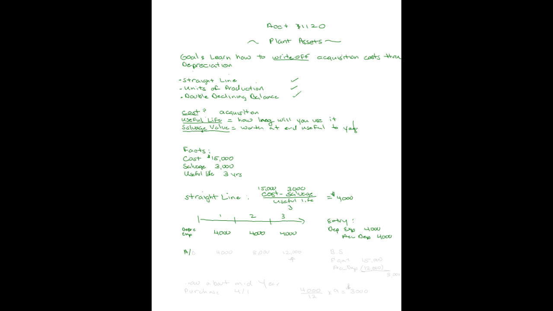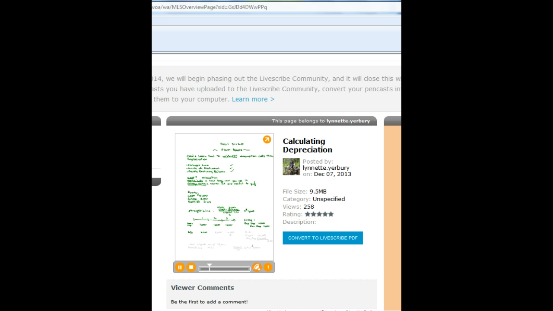And accumulated depreciation at the end of the first year would be $4,000, but it's a permanent account. Remember, it's a contra asset. It doesn't ever zero out. So at the end of the second year, it'd be 4 and 4, $8,000. At the end of the third year, it would be $12,000. And the asset would be considered fully depreciated and probably close to the end of its useful life for us.